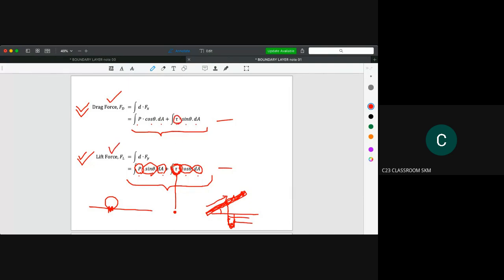But by using the idea of boundary layer, we manage to calculate the value of shear stress. That's why we need to learn about the boundary layer, because the understanding of boundary layer will help us to determine the value of shear stress. After we get the value of shear stress from the idea of boundary layer, then we could calculate the value of lift force and also the value of drag force.